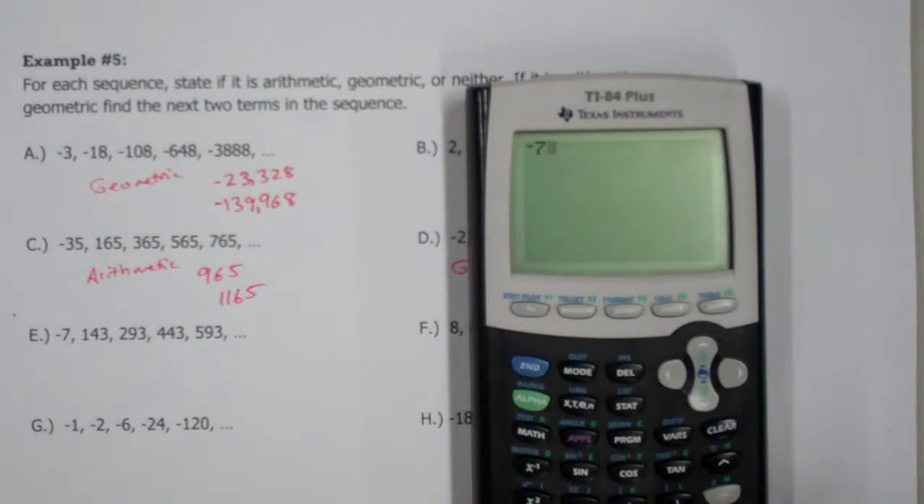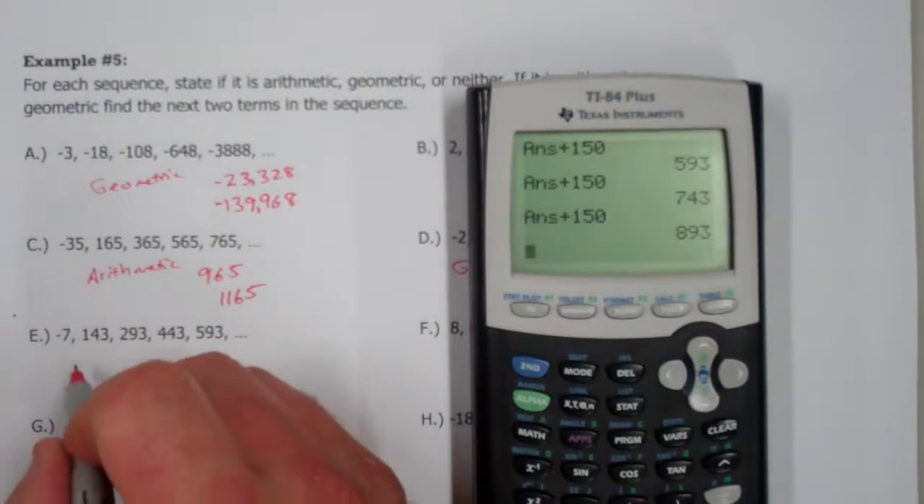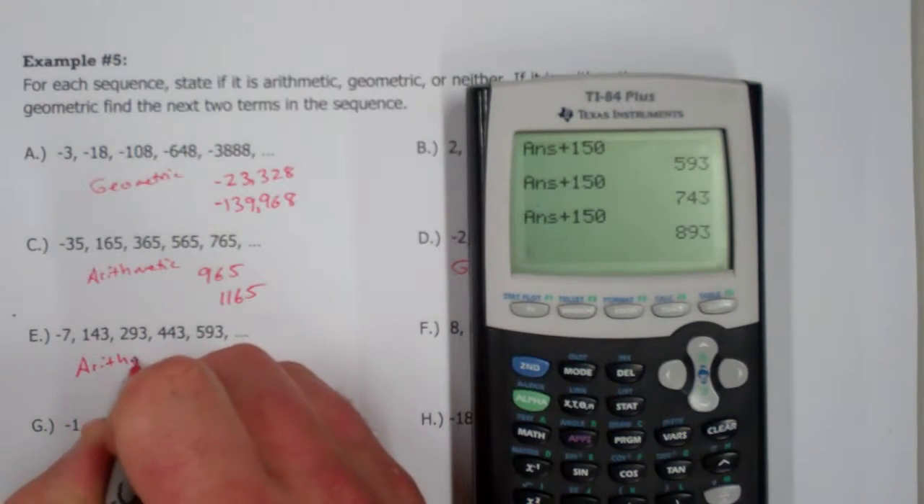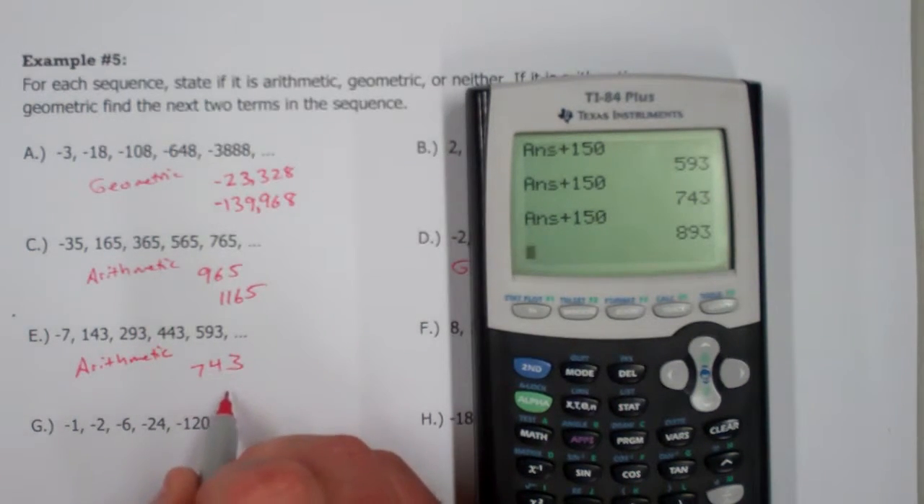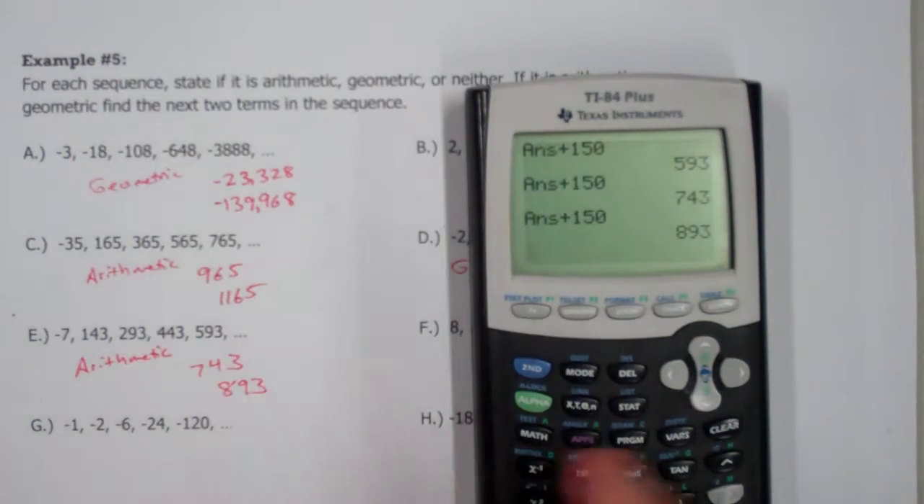In this case, part E, looks like we're adding 150. Let's just verify that that's the case. And then we'll add another 150, add 150. Then we'll do the next two terms here. So this one's arithmetic, we're adding the same thing. And we've got 743 next and 893.